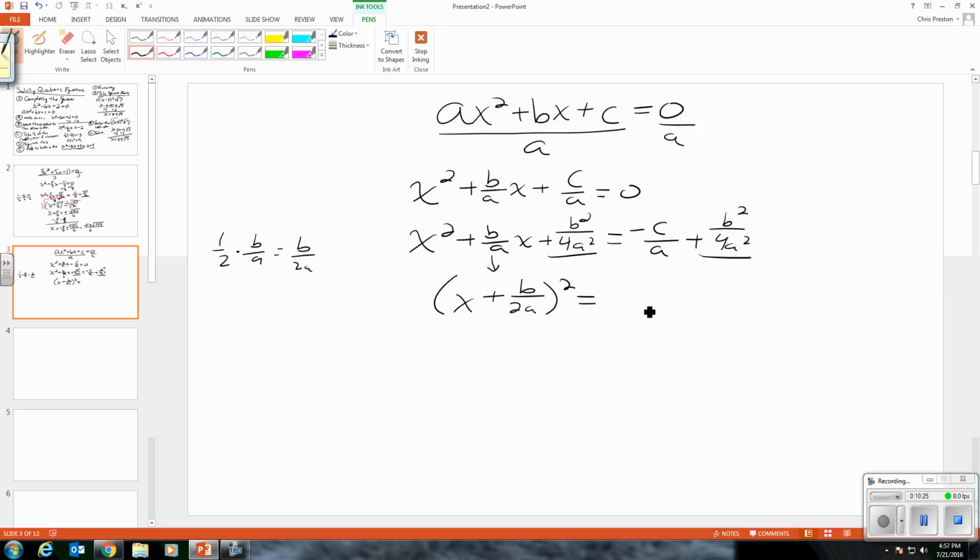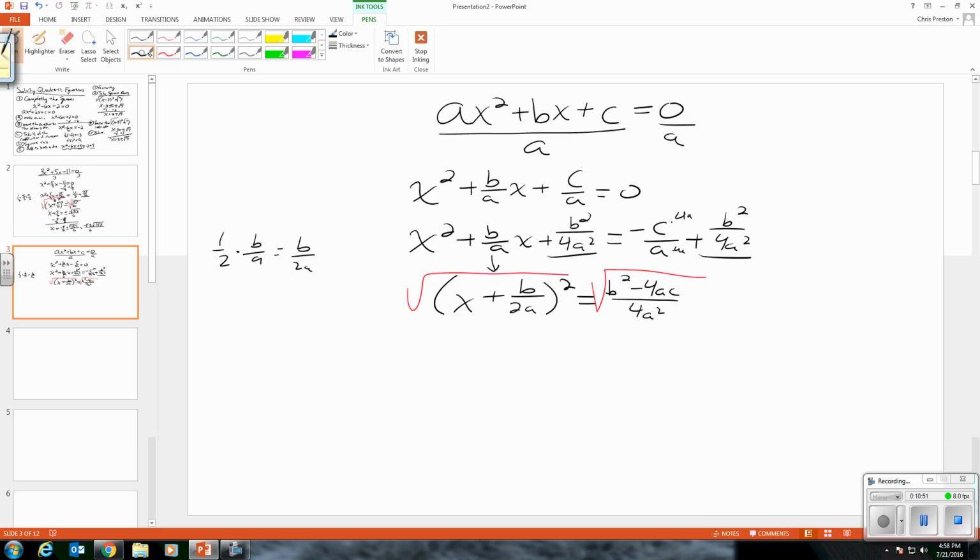And then I want to add these up, and I need a common denominator. That common denominator is going to be 4a squared. So this one needs a 4a to it. And I'm going to switch this order on the top. I'm going to start with b squared, and then minus 4 times a times c. And now I have completed the square. And now I'm going to go ahead and solve this. I'm going to take the square root of both sides.